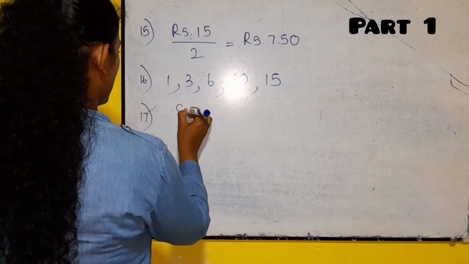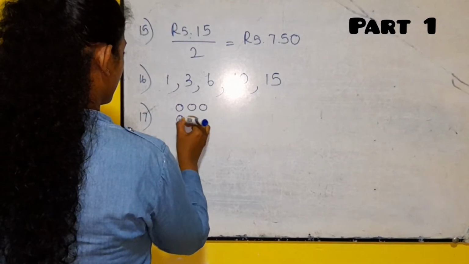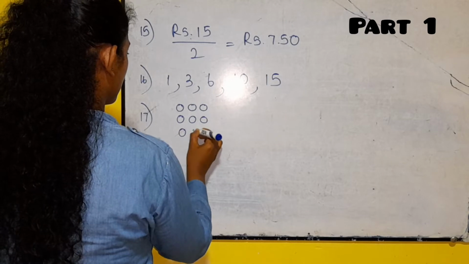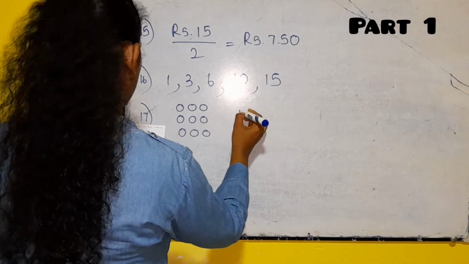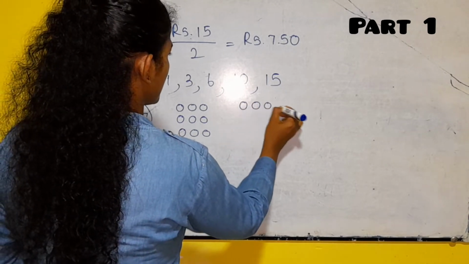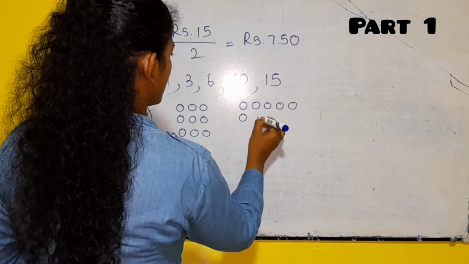17. Draw the third and fifth patterns of the square numbers. So this is the third pattern here. Fifth pattern is this.